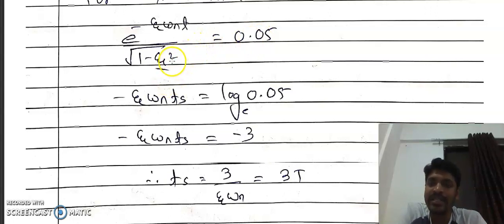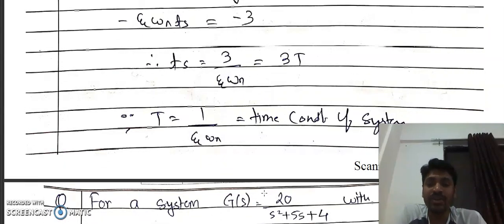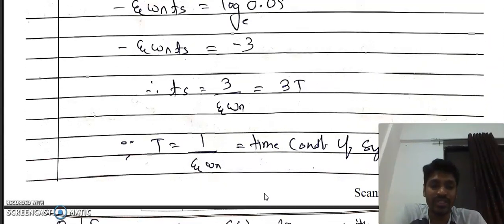Again we can neglect the value of zeta square in front of 1, because zeta square will be far less than 1. Then again we can take log on both the sides and equate it, and whatever value we get will be the settling time in case of 5% tolerance band. This will come as 3 divided by zeta omega n, that is equal to 3t, right? In this case again the t is nothing but the time constant of the system.